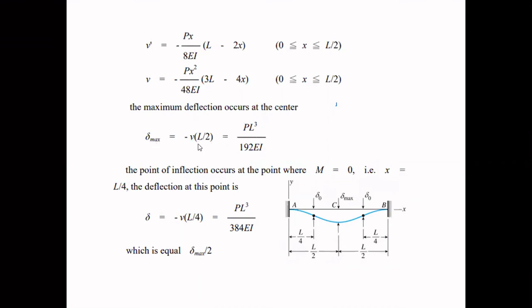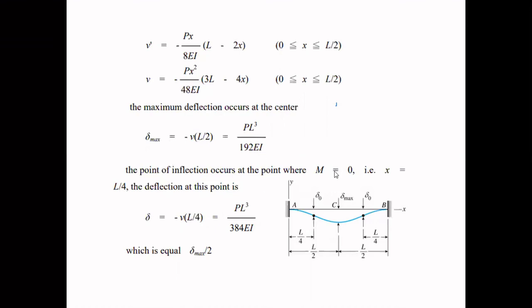So on putting the value, V dash will be equal to PL cube upon 192 EI, and this is the maximum deflection. That is, in this case, because this is a slope equation and this is a deflection equation. So on putting the value of L by 2 in the deflection equation, we'll get the deflection at L by 2, and we know the maximum deflection occurs at a distance L by 2 from each end. So this will become PL cube upon 192 EI.